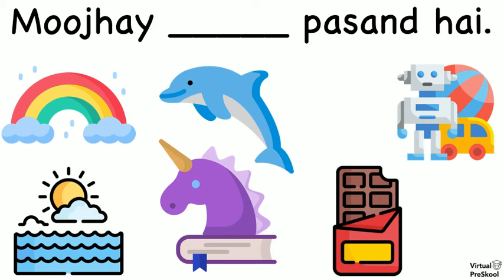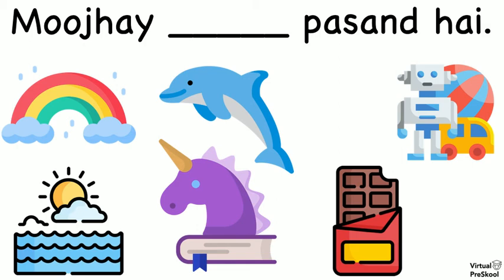Mujhe ocean pasand hai. Or you can use the Hindi word for ocean. Mujhe sagar pasand hai. What about I like stories? Mujhe stories pasand hai. Or the Hindi word for stories is kahaniya. Mujhe kahaniya pasand hai.